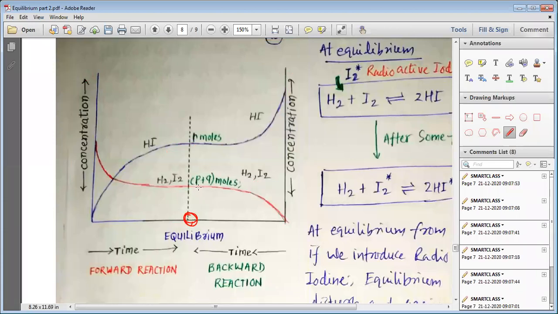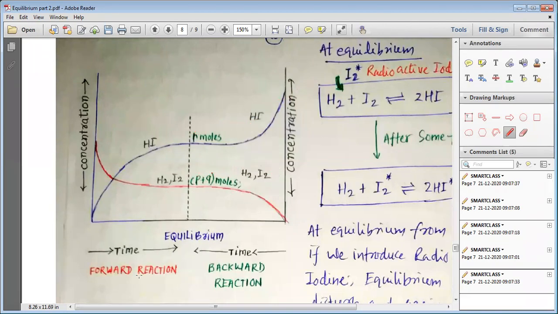And at equilibrium, we have the concentration of hydrogen P moles, iodine Q moles, and HI R moles. So whether we start from here or we start from here, whenever there is an equilibrium, the concentration of H2, I2 and HI, we get the same. So this is the graph that shows us.